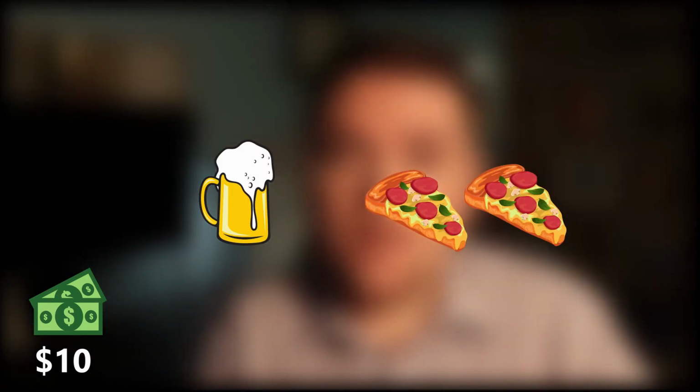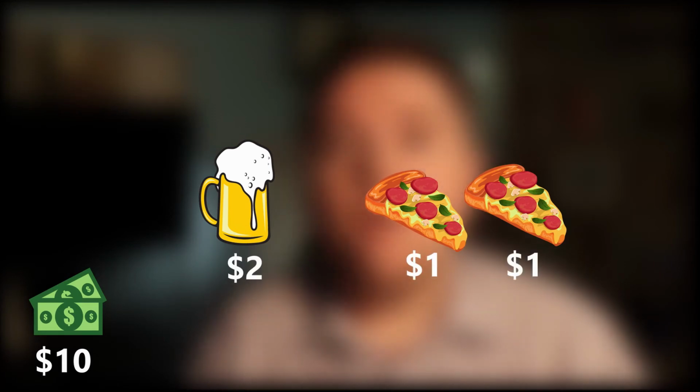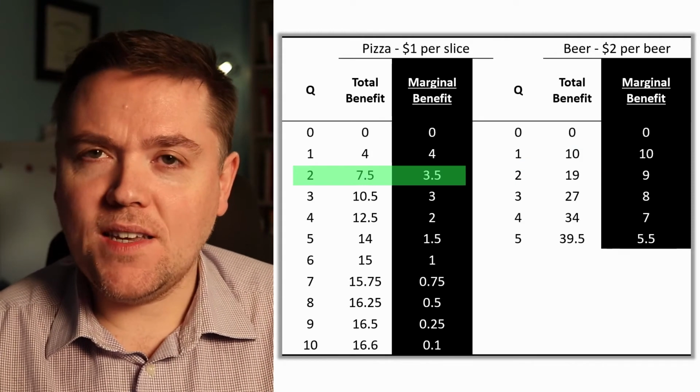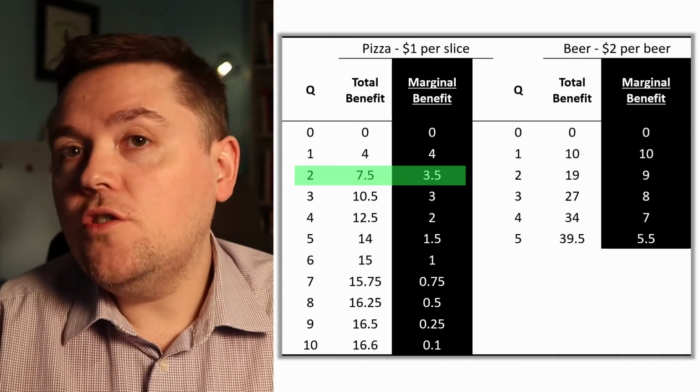So if you've got $10 to spend, how can using marginal analysis help you figure this out? Well, all you need to do is compare the first beer to the first 2 slices of pizza, because the beer costs $2, so you need to compare it to 2 slices of pizza. The first beer gives you $10 of total benefit. The first 2 slices of pizza give you a benefit of $7.50. So you choose the beer.